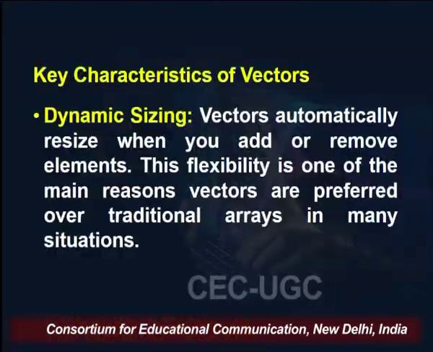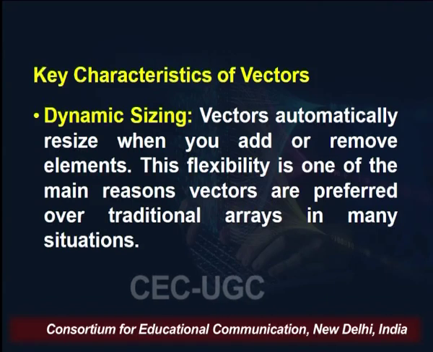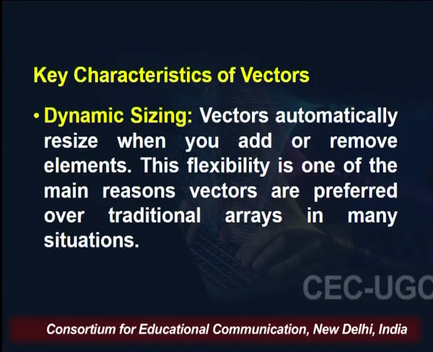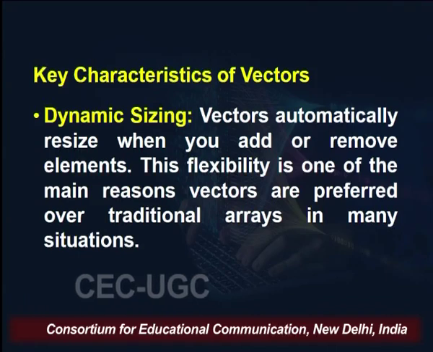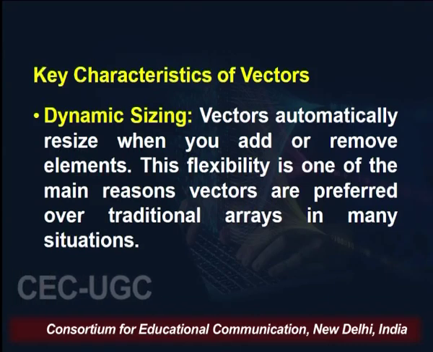Now how is this different from your traditional array? One keyword which is going to differentiate a vector from a standard array is that vectors are dynamic. These vectors are capable of sizing themselves automatically. What does it mean? Let us try to understand. Vectors automatically resize when we add or remove elements. Obviously when we are adding, the size of the vector will grow, and when we are removing elements, the size of the vector will shrink.